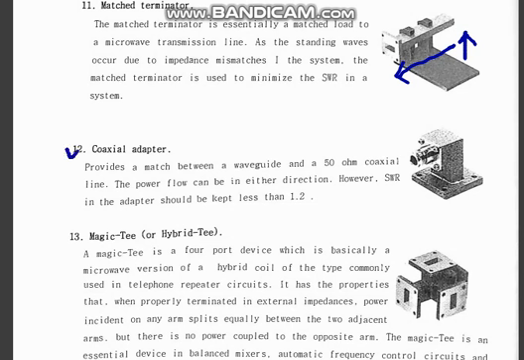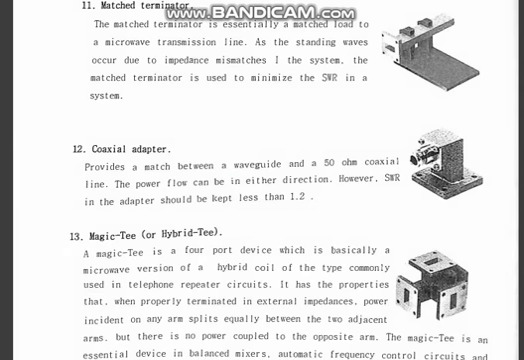And another part is the coaxial adapter that provides a match between a waveguide and a 50 ohm coaxial line. The power flow can be in either direction. That means it can go in and out. However, the adapter's SWR should be kept less than 1.2, and that is one of the parts that we have to know.